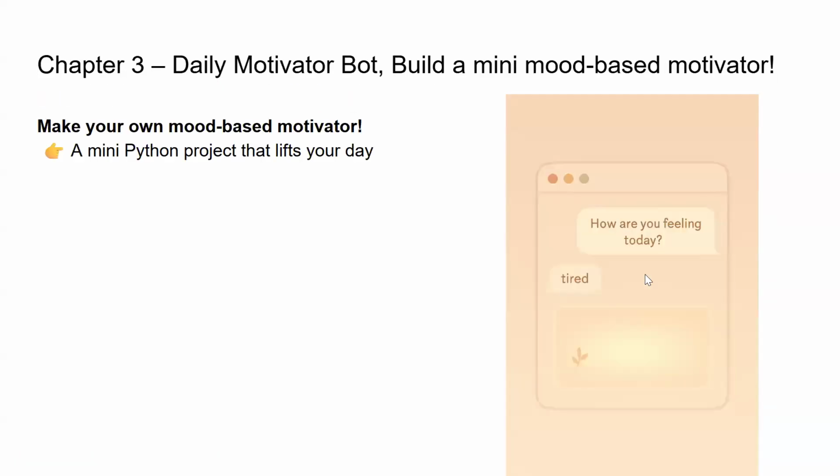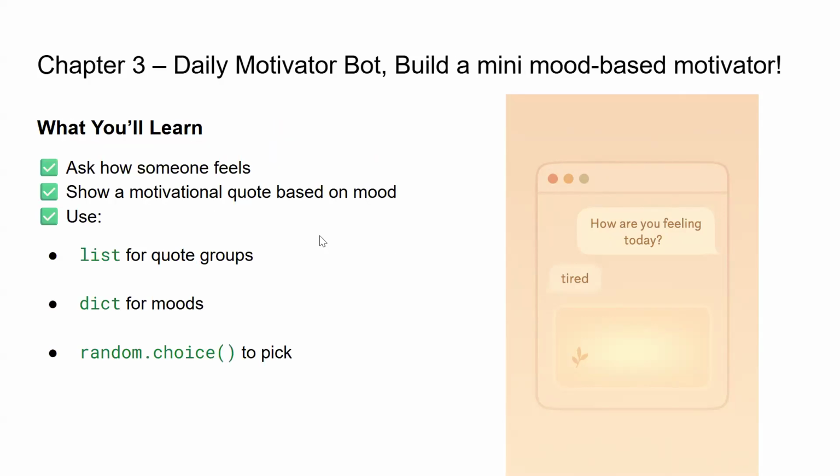In today's session, we're going to build a daily motivator bot using Python. For instance, we're going to ask someone how they feel and show a motivational quote based on their mood. In this session, we're going to learn about a list of things, like their feelings, and then a dictionary to match it. So, for instance, if someone is tired, what would the message be? And a list of messages, because we want to make it random, with different types of messages, and then we pick from those messages.